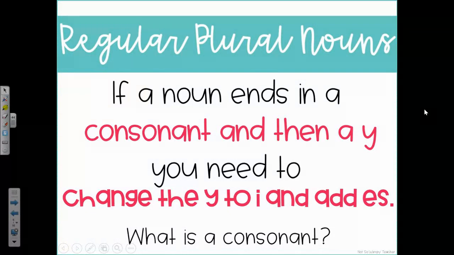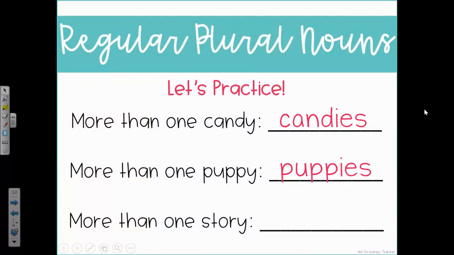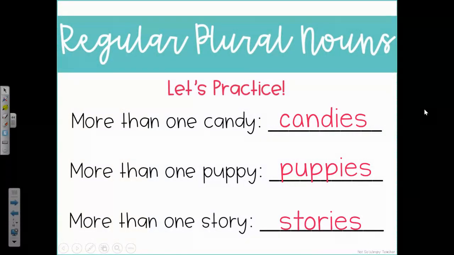So if it ends with a consonant and then a Y, remember, change the Y to an I and add ES. Here are some examples. More than one candy. D is the consonant Y ending, so you have to change it to candies with IES at the end. More than one puppy. P is the consonant, then Y, so you have to follow that same rule and write puppies with IES. More than one story, R is the consonant with Y ending, so you have to write stories with the IES. These, again, third grade, are still regular plural nouns. They just follow a different spelling rule.